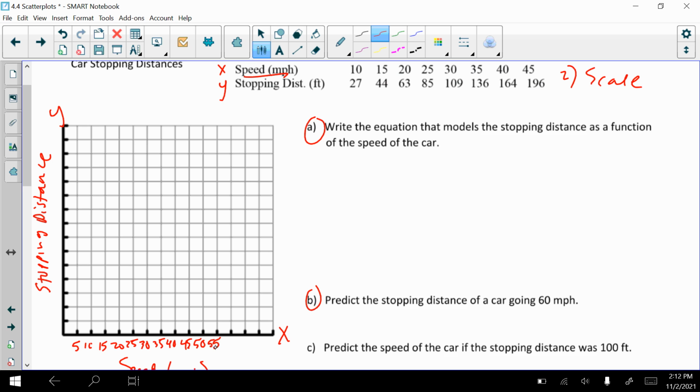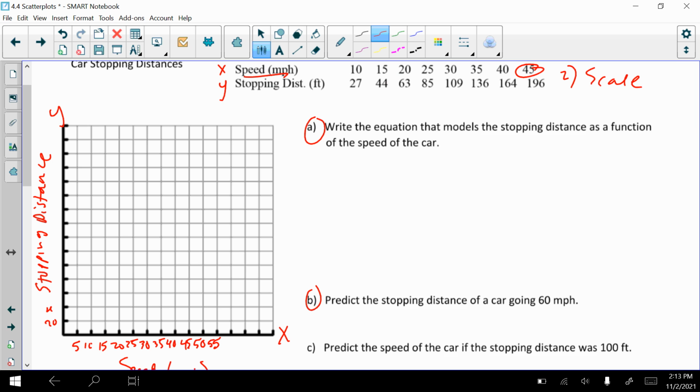I don't really need to go much bigger than that because my biggest value here is 45. What about on the Ys? Well, the Ys aren't really going up in any direct pattern. But I see that I go from 27 to 196. That's a pretty big spread of data. It looks like they're going up-ish around 20 each time. So let's just go by 20s.